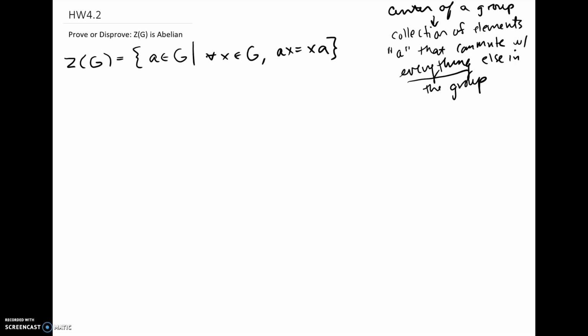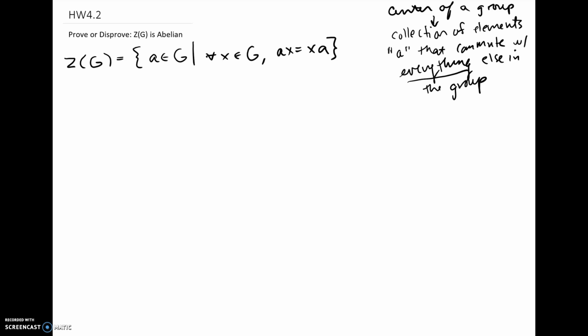So the problem says, prove or disprove Z of G is abelian. So Z of G is the center of a group. That's when A is a member of G if for all X that is a member of G, AX equals XA. So basically, Z of G is the collection of elements A that commute with everything else in the group.